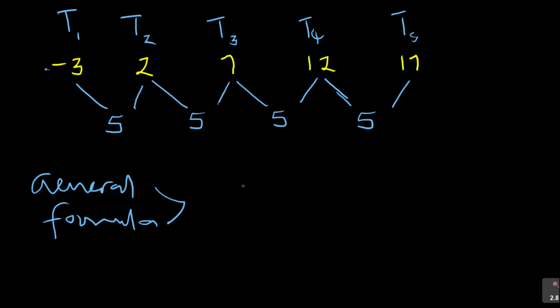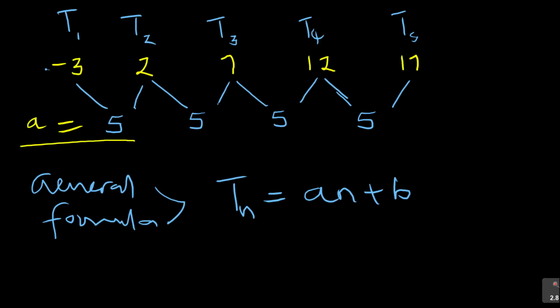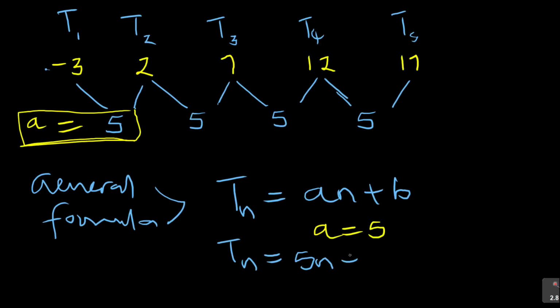Here, Tn is equal to an plus b. This will just give you the answer fast. So what is your a? a is equal to this constant, the number that is not changing. So here a is equal to 5. So when you write it, what is your Tn? Tn is equal to 5n plus b.